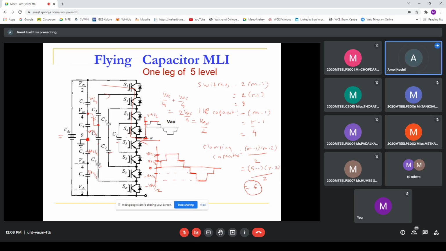Okay, and to get this 0 level, you have to turn off this upper 2 and this lower 2 switches, and you will turn on this middle 4 switches. Okay, 1, 2, 3 and 6, 4. So that the load can be discharged and the 0 output level can be obtained.